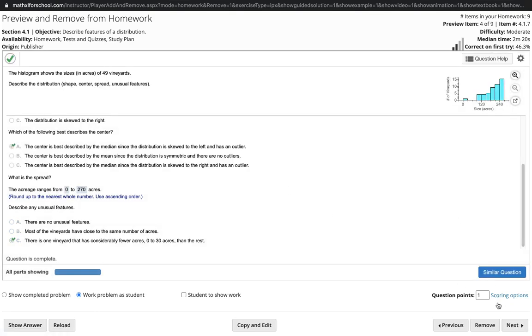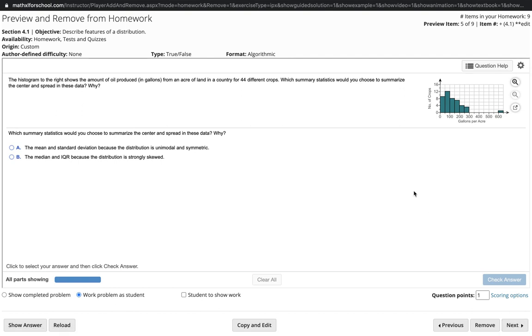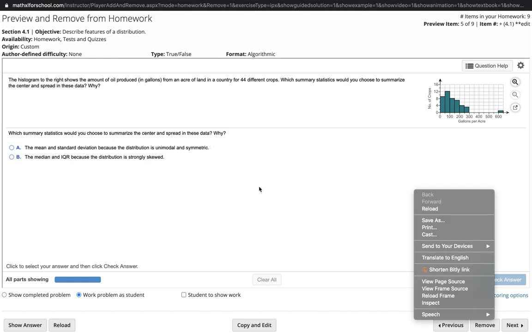Okay, and that is it for number 4. Number 5. The histogram to the right shows the amount of oil produced in gallons from an acre of land in the country for 44 different crops. Which summary statistics would you choose to summarize the center and spread in these data, and why?